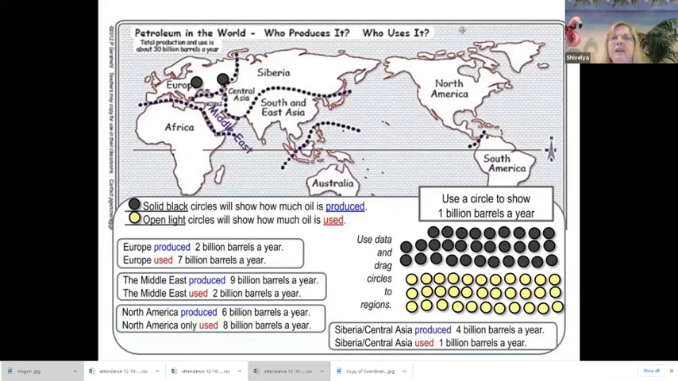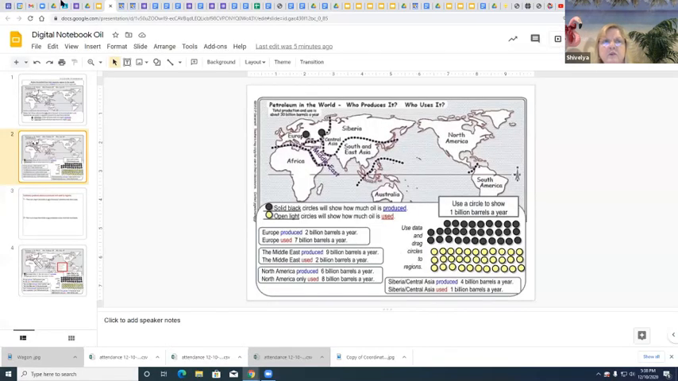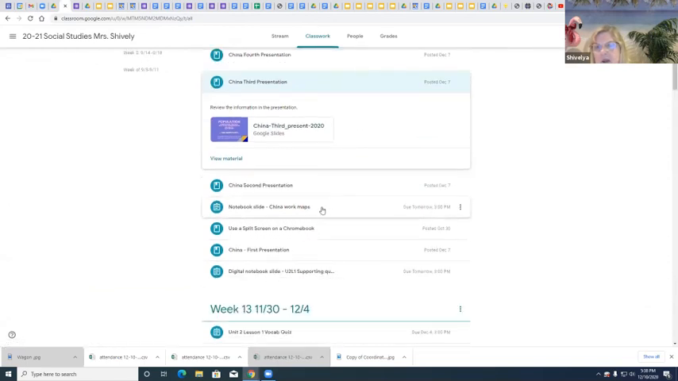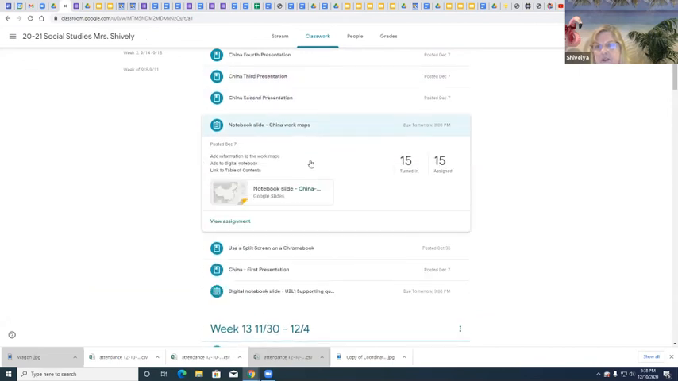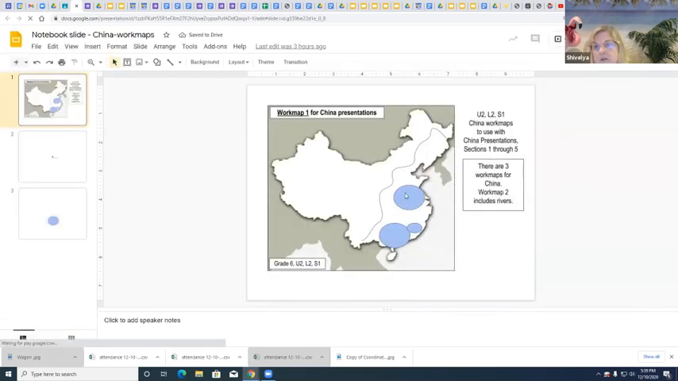I'm trying to think if I can exit my screen, because I might have closed some of my tabs. I want to exit full screen. But for instance, my students were working on the China maps. And just as a quick example, because I just went through this with a student earlier, I still have my stuff on there.